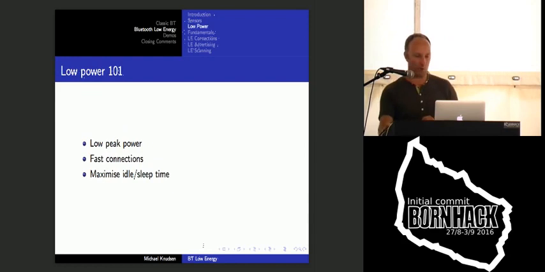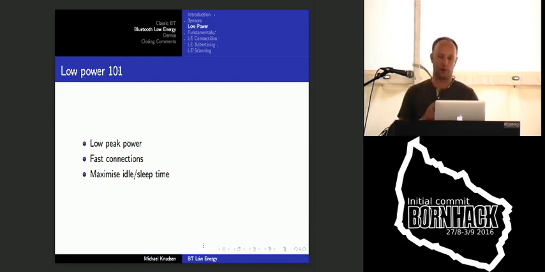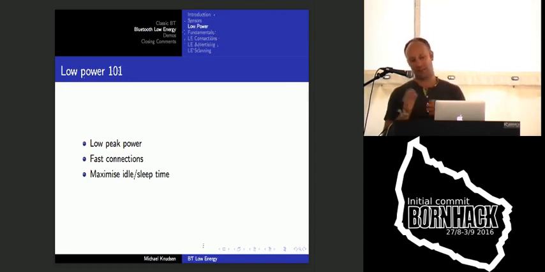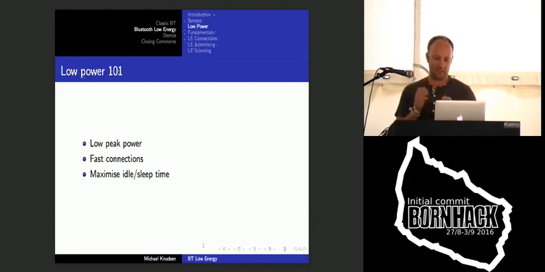Okay, so low power 101. How do we actually achieve low power? Well, first of all, the idea is to have low peak power. Whenever we use the most power, we make sure this is very little. We try to do fast connections, and I'll come back to this later to say what this is. If we can have a fast connection, this has some nice properties. And fundamentally, we also want the maximum idle or sleep time. The more time we can make our devices do absolutely nothing, the less battery they will require.